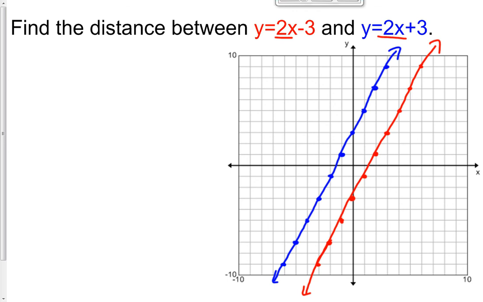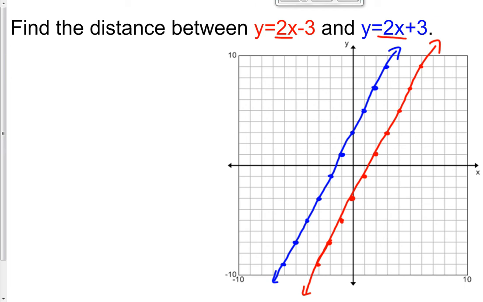And I want to find the distance between these two lines. So again, the distance between the two lines is the perpendicular distance. The quickest distance between the blue line and the red line is not this kind of a distance, right? That's just silly. The perpendicular distance is the one that's perpendicular to it. So let's first construct that using our compass.